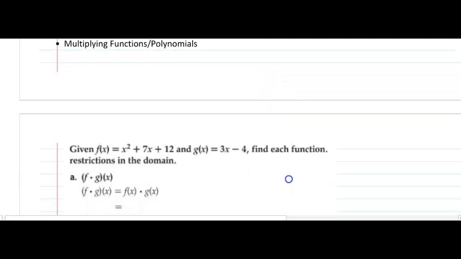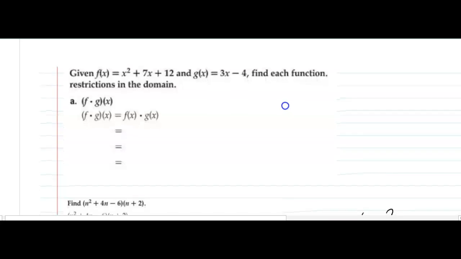Multiplying functions and polynomials, we did a little bit of this in step 3. We just didn't use this notation. F times g of x is the same as f of x times g of x. F of x in this case is x squared plus 7x plus 12. G of x is 3x, take away 4. So we just write these side by side. X squared plus 7x plus 12 multiplied by 3x, take away 4.